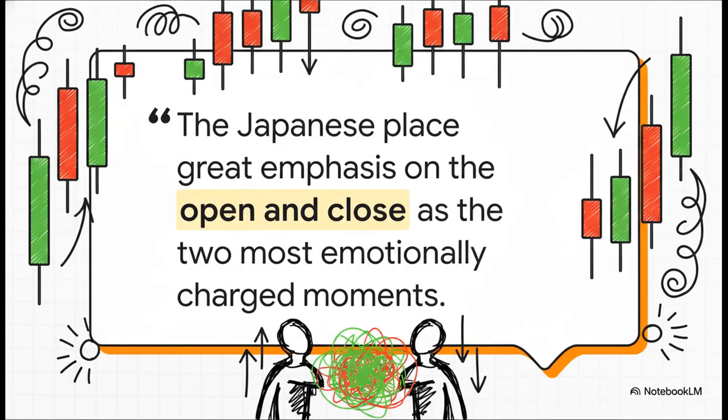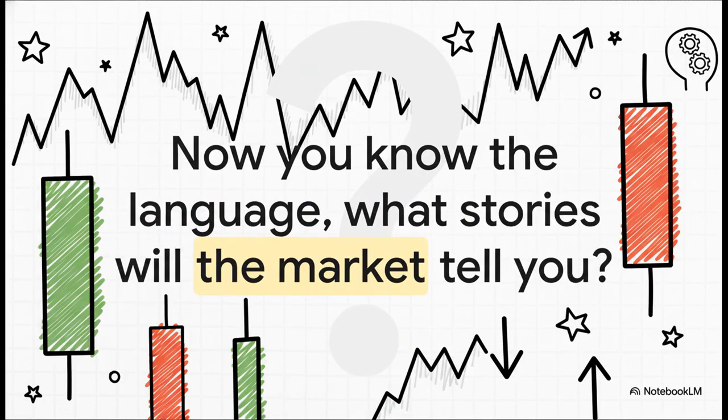And this really brings us to the core philosophy, which Steve Nison, the author of the source material we're looking at, captures perfectly. He says the Japanese focus so much on the open and the close because those are the two most emotionally charged moments of the trading day. So the real body of the candlestick, it's the purest visual picture you can get of that emotional fight. So now you have the basic alphabet. You know how to construct a candlestick, and you can read its simplest stories of victory, of defeat, and of total indecision. So the next time you look at a chart, don't just see lines. Ask yourself, what story is it trying to tell you?